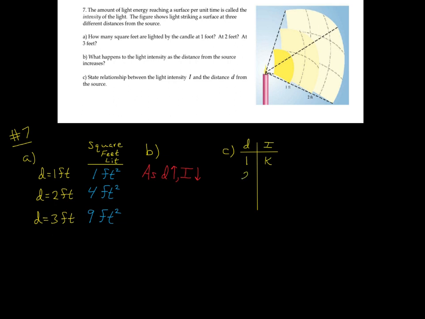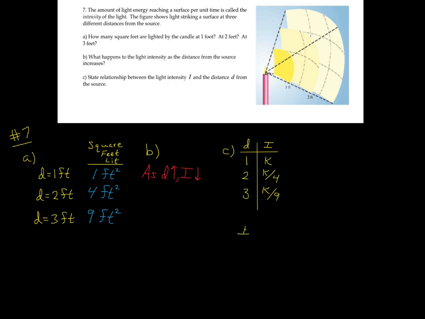Now when we go to 2 feet, again, the key here is that I'm taking that same amount of light and I'm spreading it now over a 2 foot by 2 foot grid. So I'm going to take the original amount of light, that's K, and I'm going to divide it by 4. And then when I go 3 feet out, again, I'm going to take that original amount of light and now I'm going to divide it up into 9 equal parts. So here again we see as the distance is increasing, the intensity is decreasing.